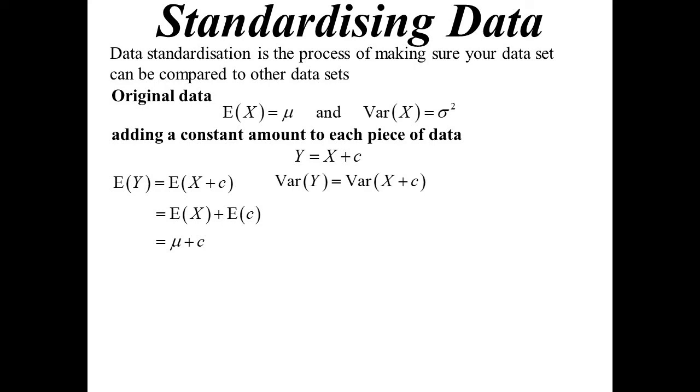So the variance of y will become the variance of x plus c. Well, what was variance? Oh, that's right, we said we're going to make it the expected value of x plus c squared minus the average squared.